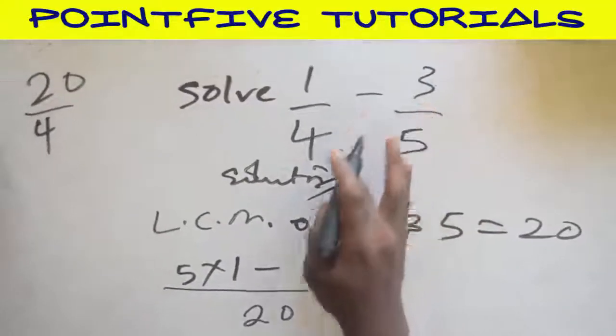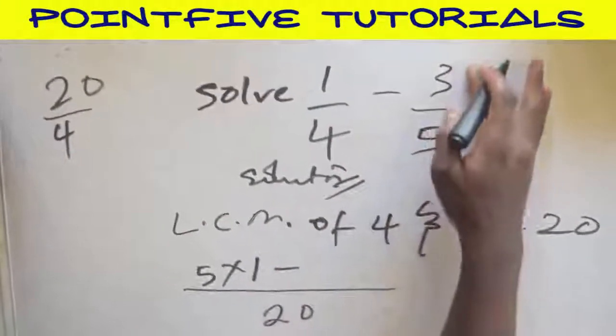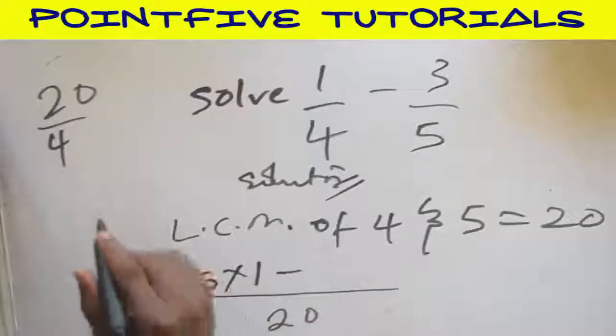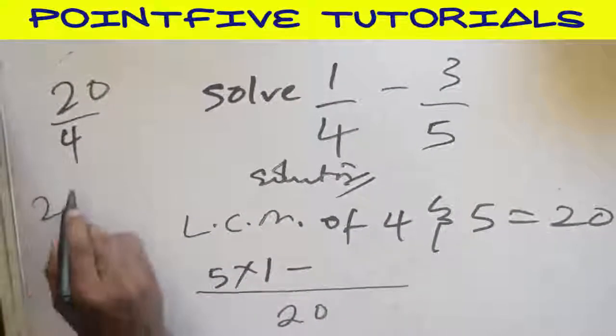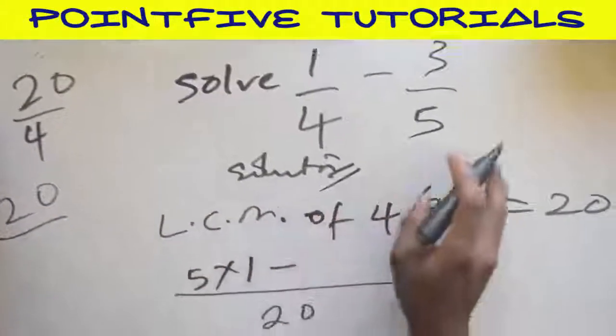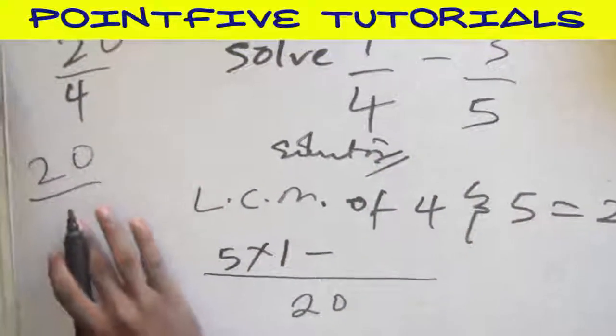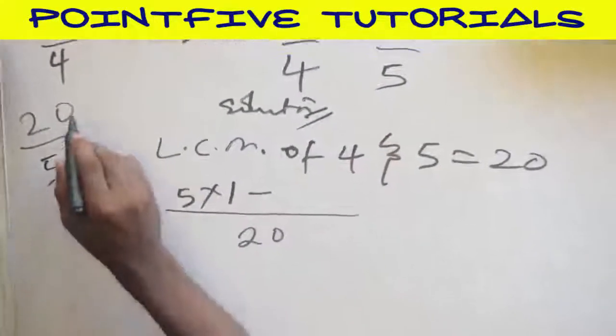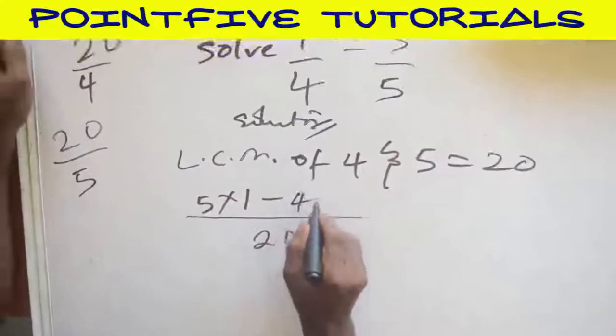We see this minus, we put it down. After the minus, you encounter another fraction. Anytime you encounter a fraction, take the denominator, which is the LCM, take it outside. Use it to divide. You divide the LCM by the denominator of the second fraction. Here we have 5. This divided by this will give you 4.